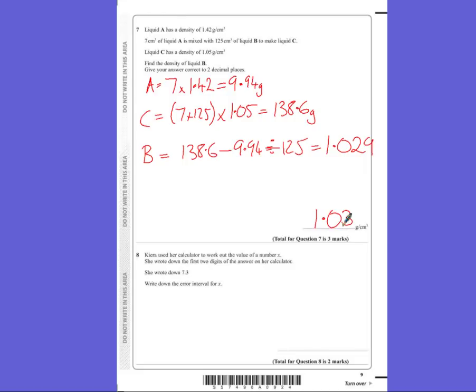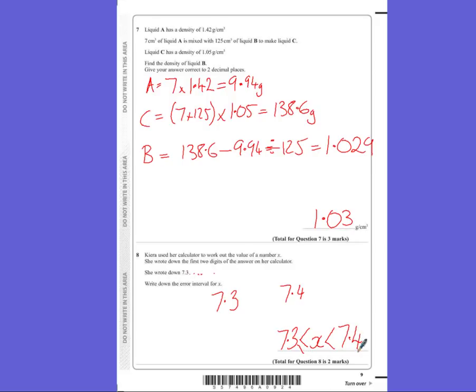Question 8. Kira used her calculator to work out the value of a number x. She wrote down the first 2 digits of the answer on her calculator, and she wrote down 7.3. Write down the error interval. So if she's written down 7.3, the calculator must have said 7.3, then with something after it. So the smallest number it could have been is just 7.3, and the biggest number it could have been is just less than 7.4. So it could have been 7.3, 9 recurring. So putting this in using inequality signs, it could have been greater than or equal to 7.3, but it had to be just less than 7.4.